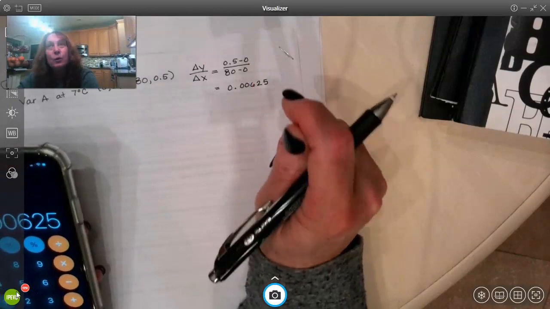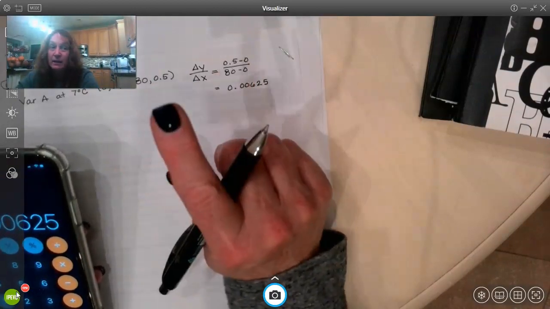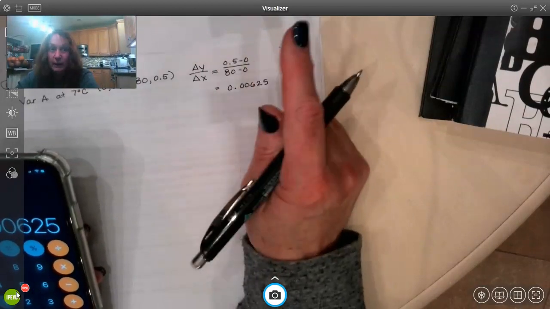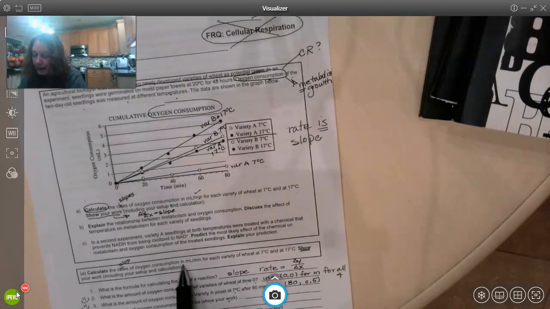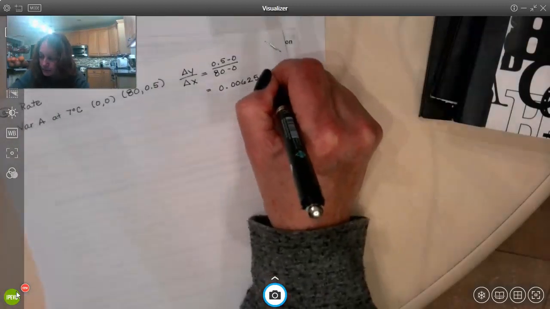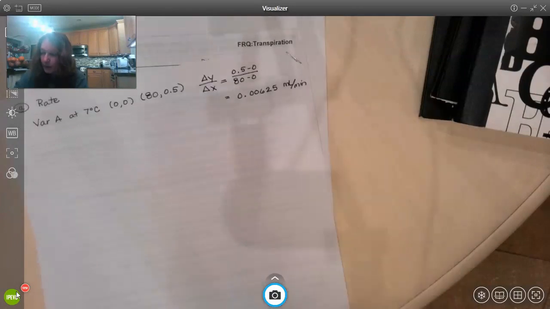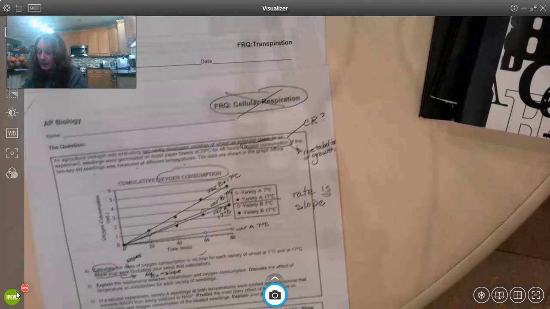They say in the rubric that the units are implied, but that's a first. Literally it is. The reason they say that is because they asked you to write it in mL per min. That's where that's coming from. I would still put my units.